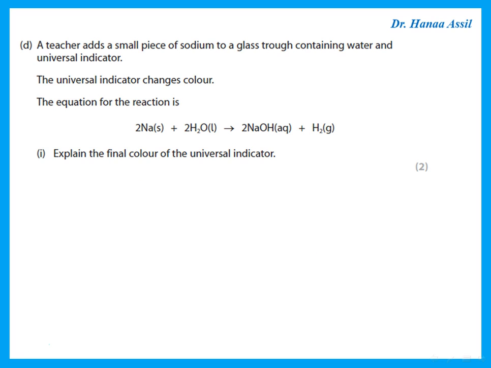A teacher adds a small piece of sodium to a glass trough containing what? Remember what's a trough? A trough is a wide beaker, a big beaker or a wide beaker. A teacher adds a small piece of sodium to a glass trough containing water and universal indicator. The universal indicator changes color. The equation for the reaction is this.